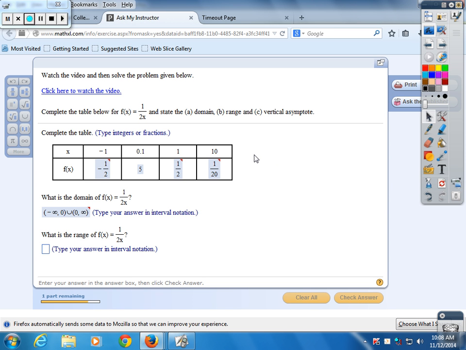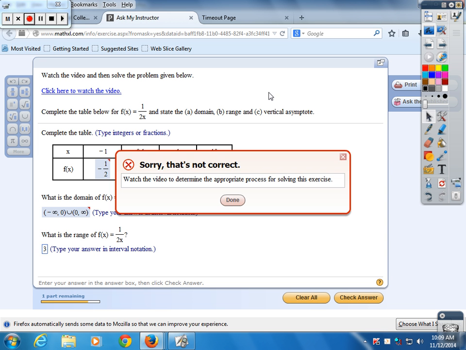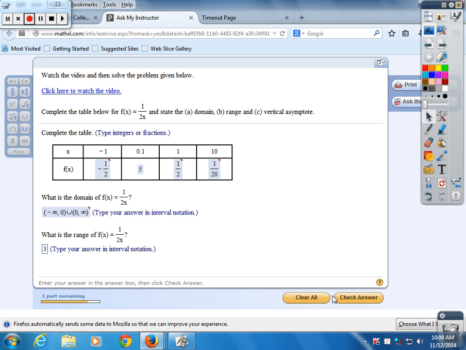What is the range? Would it be the same? Yes, you're right. It would be the same. Y is equal to negative infinity to 0, and then 0 to positive infinity. I'm going to put 3. 3 is not correct, y'all. I want to make sure y'all know that.